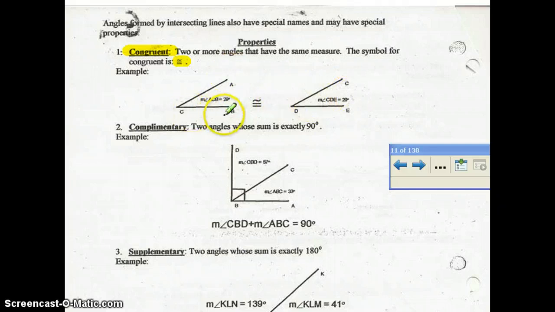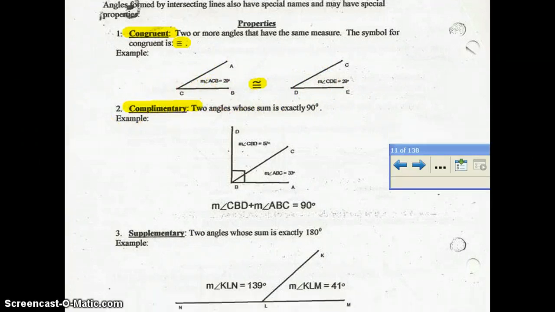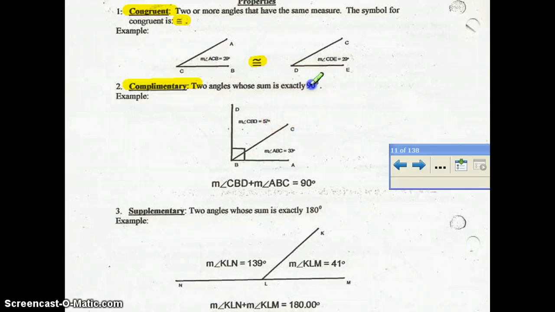So if we have ACB at 29 degrees, that is congruent to CDE, which is also 29 degrees. We can say that the measurements are equal to each other, but we have to say that the angles are congruent because they're not exactly the same angles. Complementary angles are two angles whose sum is exactly 90 degrees. So an example would be CBD, which is 57, and ABC, 33, which add up together to be 90 degrees. Those are complementary.